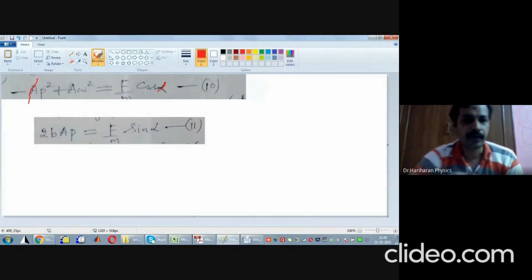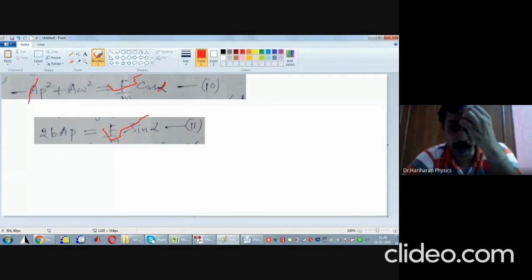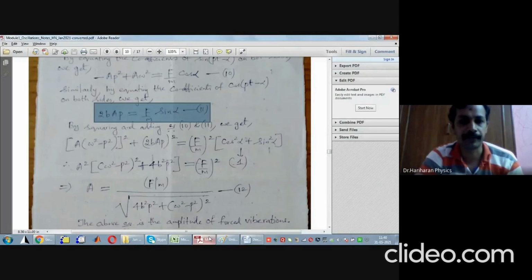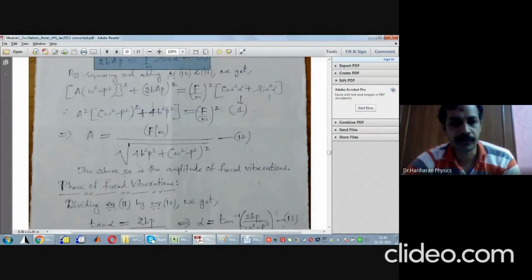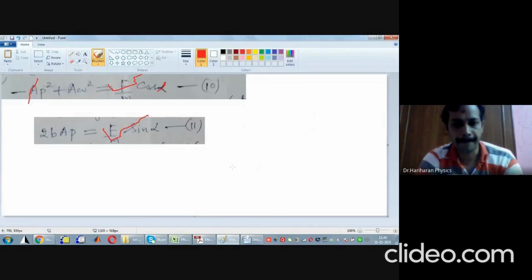Look here. From here, if you square and add, you will have F square by m square cos square alpha, then you will have F square by m square sine square alpha. So what is cos square alpha plus sine square alpha? That will be 1. So that will give rise to this final expression. So you will get A is equal to, which is this equation.